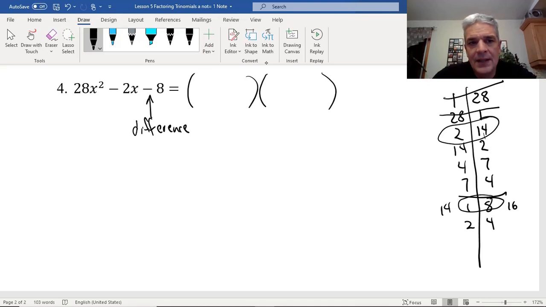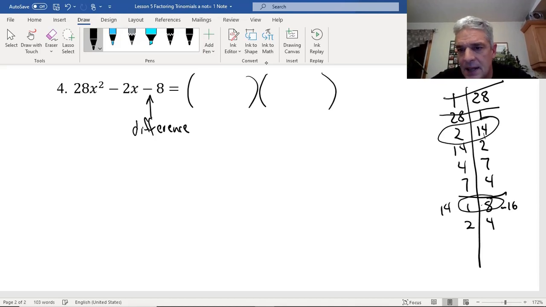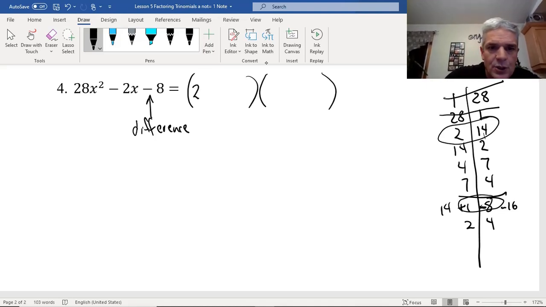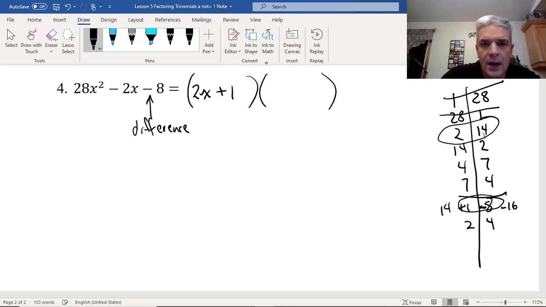Now, I want the answer to be negative, so that means the 16 has to be bigger. That means the negative goes in front of the 8. That means the positive is on this side. And so what we end up with is 2x plus 1 and 14x minus 8. And so here we go, 2x plus 1 and 14x minus 8.